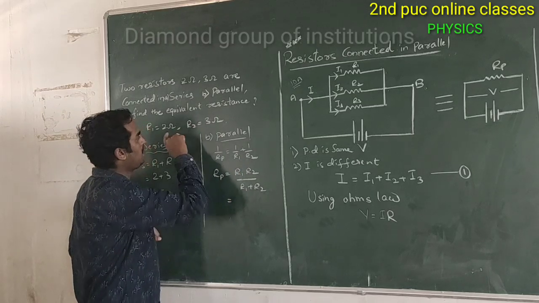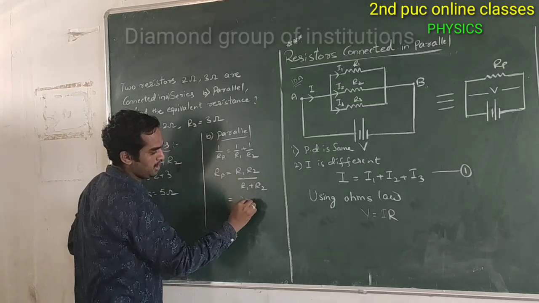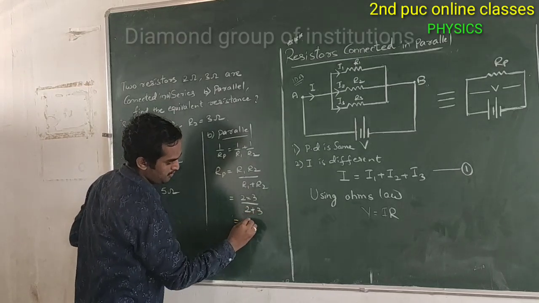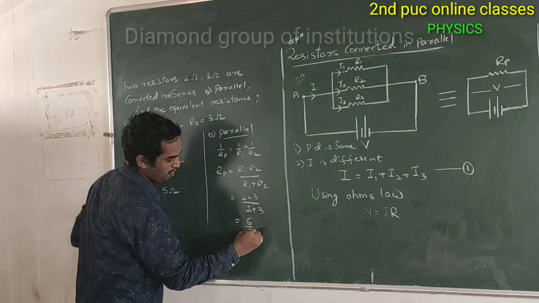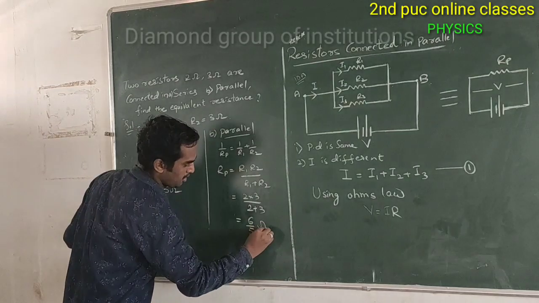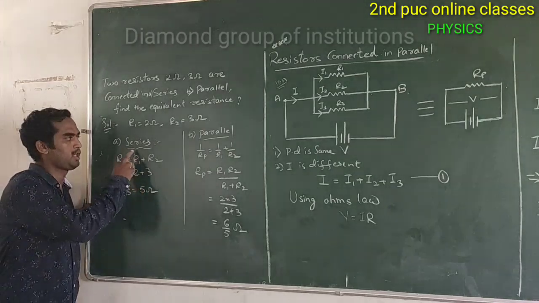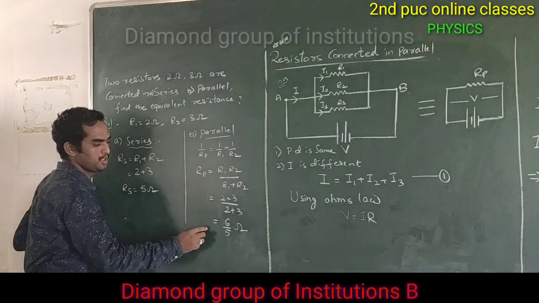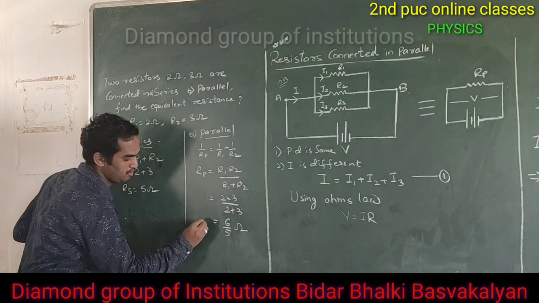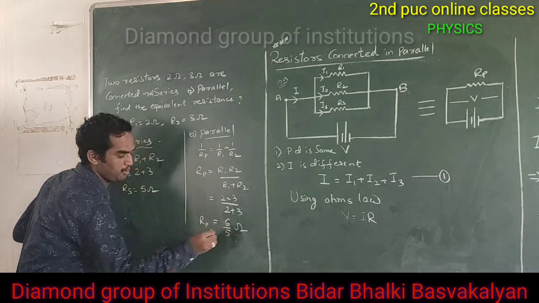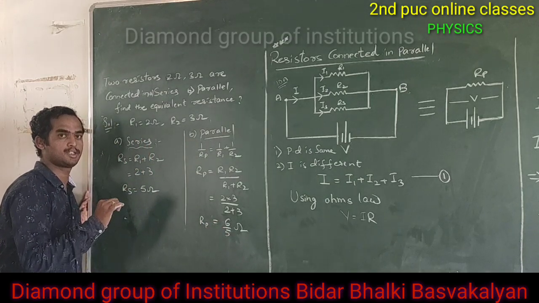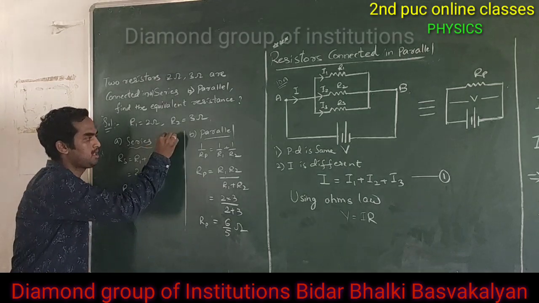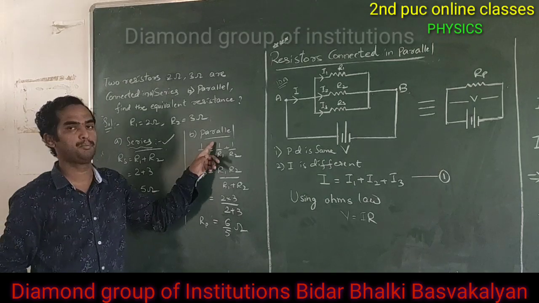What is R1 value here? 2. R2 value 3. 2 into 3 divided by 2 plus 3, 6 divided by 5. So here in series combination, what is the answer? Rs equal to 5 ohm. In parallel combination, we got Rp equal to 6 by 5 ohm. That means when the resistors are connected in series, the effective resistance will be more in which combination? Series combination compared to parallel combination.